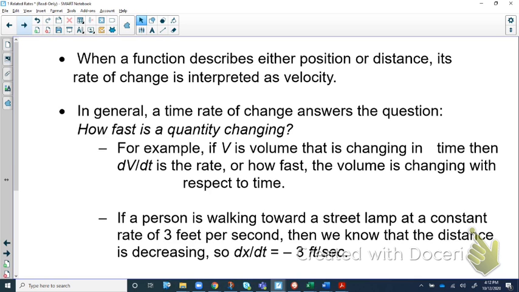So here, that's why it's talking about how fast a quantity is changing. If V is volume that is changing in time, then we would say dV/dt is the rate, or how fast the volume is changing with respect to time.